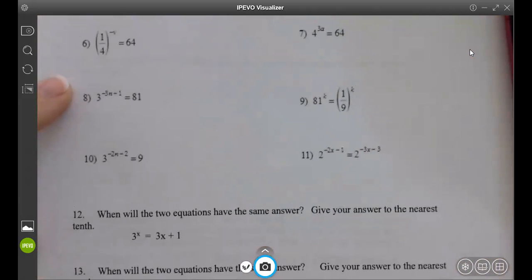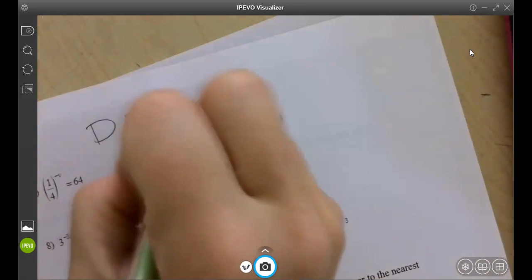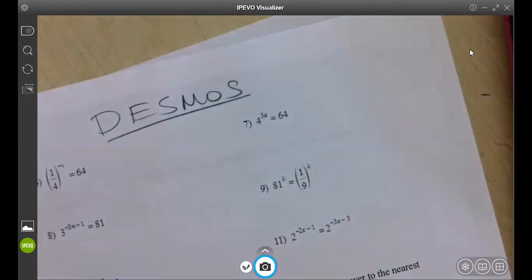These are all Desmos. One side in the first one, and then the other side in the second one, and it shows you the intersection. Remember, you just look at that point. So these are all Desmos. All Desmos, this whole page. Do Desmos, the whole page, okay?